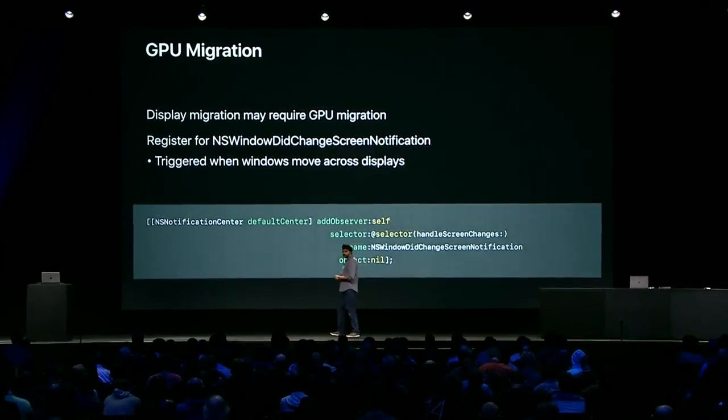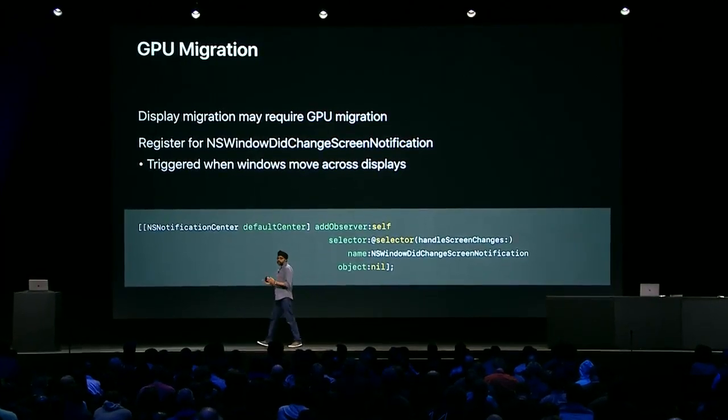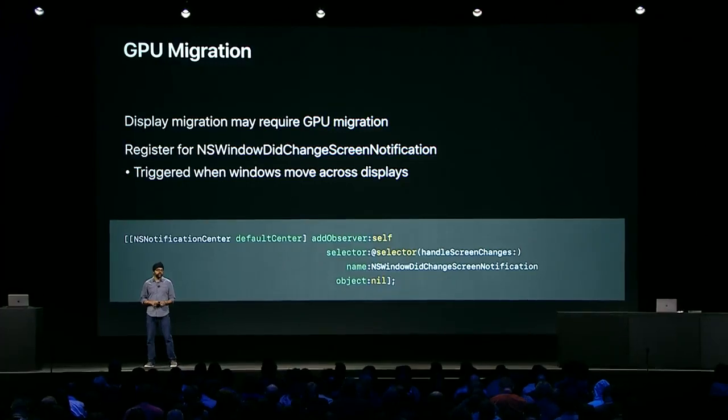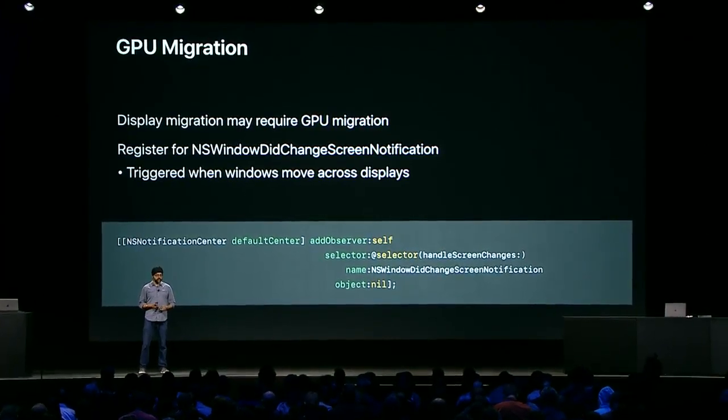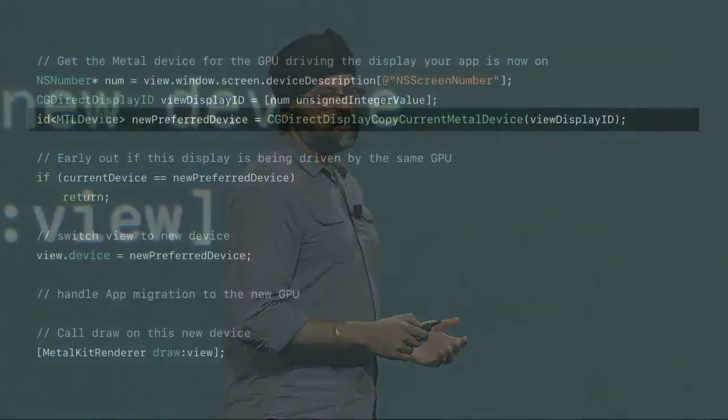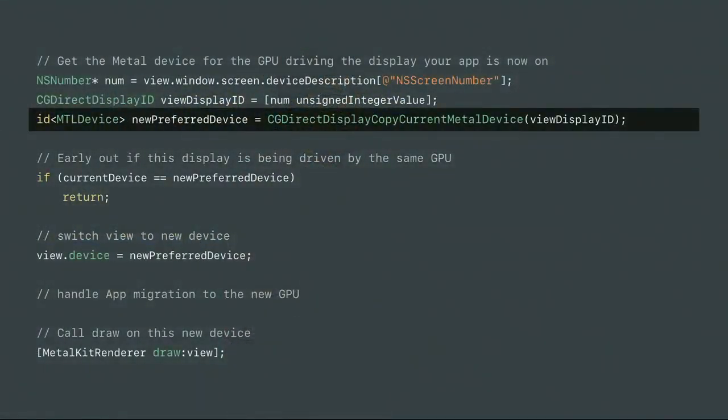So you can do that by registering for our existing notification handler called window did change screen. So let's take a look at what you do with this notification handler. You'll want to start by finding the Metal device for the display your app is now on, by calling the Core Graphics API that we previously discussed.